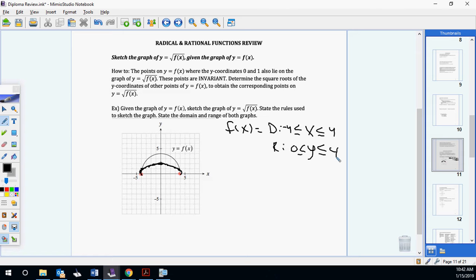Yeah, so the exact domain for the other one is going to be basically the same. So we'll just call it root f of x. The range, let's do the range first because it's easier. The range is going to be 0 to 2.